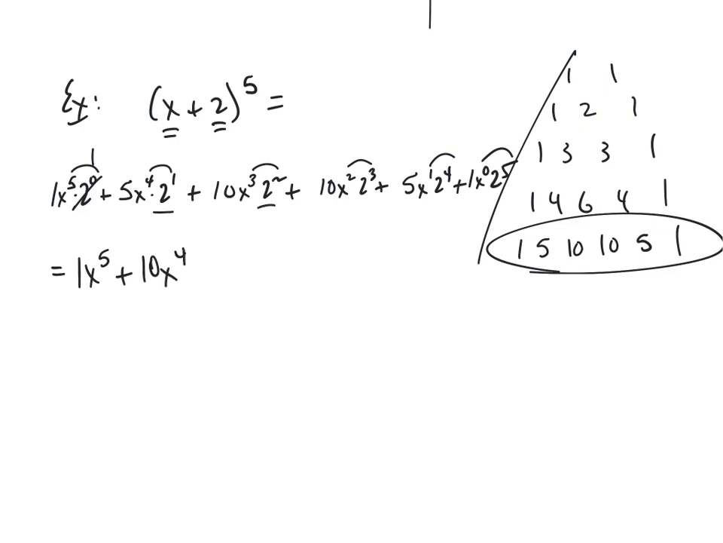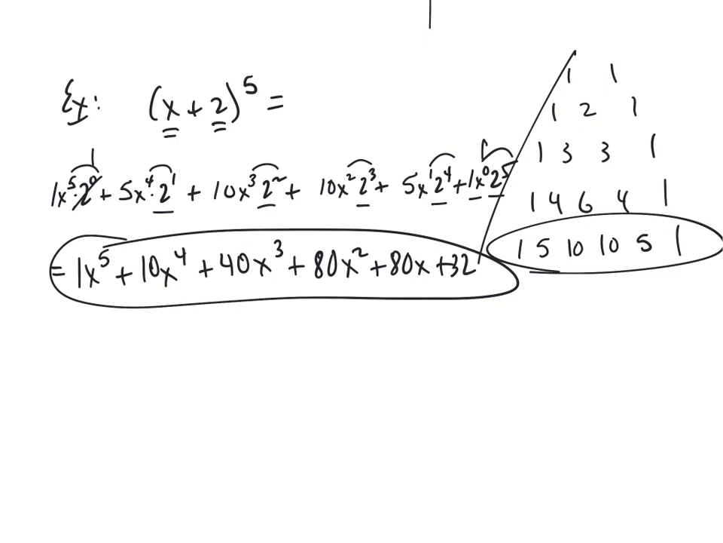In the third term, what's 2 squared? 4. And 10 times 4 is 40, x to the 3rd. In the fourth term, what's 2 to the 3rd? 8. And 10 times 8 is 80, x squared. In the fifth term, what's 2 to the 4th? 16. And 5 times 16 is 80, x. And then finally, in the last term, 2 to the 5th is 32. And x to the 0 is 1. So 1 times 32 is 32. And we have the product of x plus 2 to the 5th.